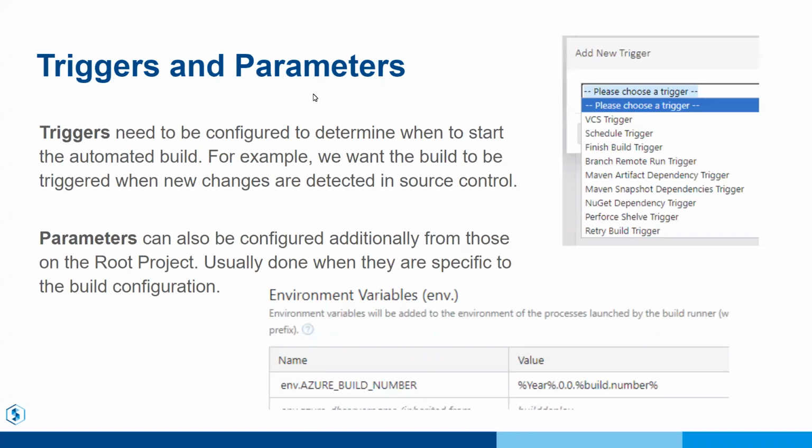And what are triggers and parameters? Triggers are basically what you specify that's gonna trigger the automated build, right? So for example, if we want the build to be triggered when there is a commit into that branch. Or you can have dependencies, so that when another build finishes, you want that build configuration to be triggered. And the parameters within the subproject are only available for that subproject. So you can either override the root project parameters or add extra.